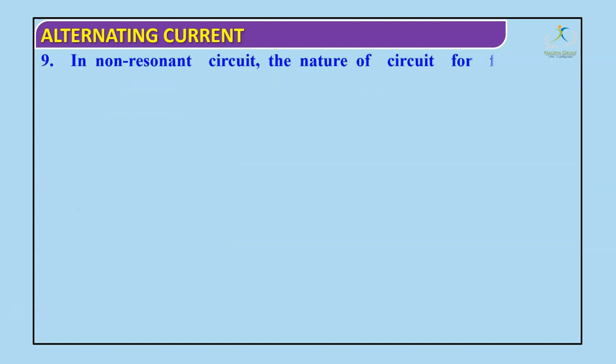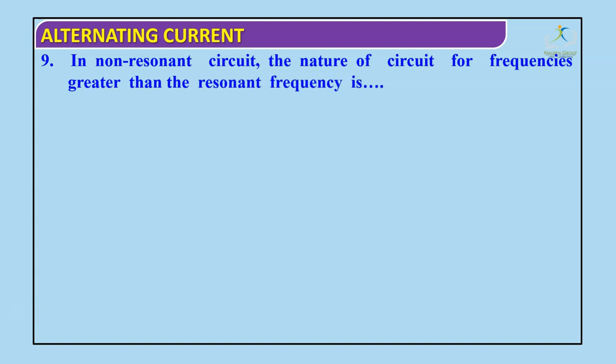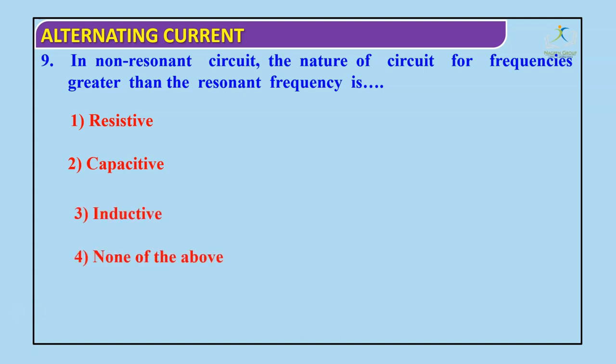Next question we have: in a non-resonant circuit, the nature of the circuit for a frequency greater than the resonant frequency is resistive, capacitive, inductive, or none of the above. The correct answer for this question is inductive. In a non-resonant circuit, the nature of the circuit for frequency greater than the resonant frequency is inductive.